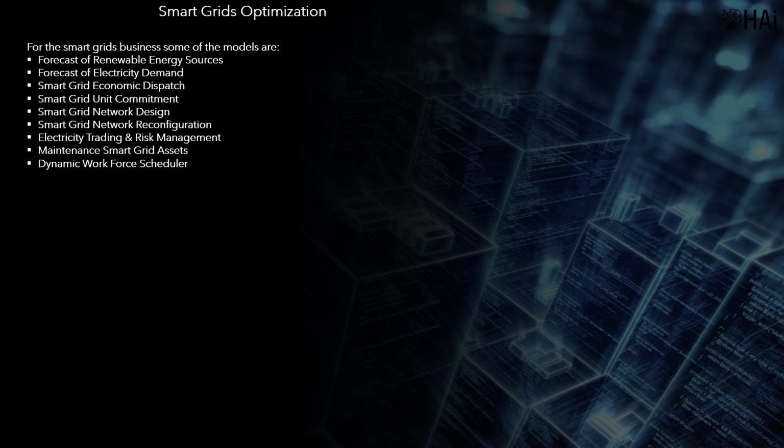For the smart grids business, some of the models are: forecast of renewable energy sources, forecast of electricity demand, smart grid economic dispatch, smart grid unit commitment, smart grid network design, smart grid network reconfiguration, electricity trading, and risk management, maintenance of smart grid assets, and dynamic workforce scheduler.